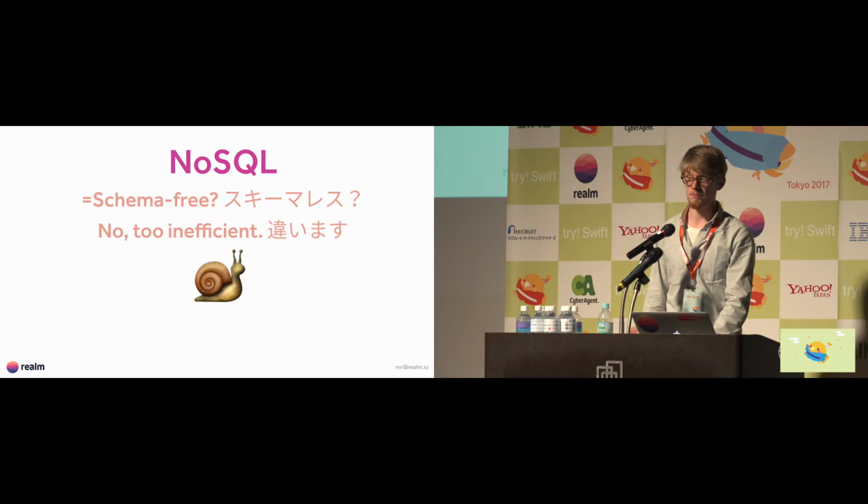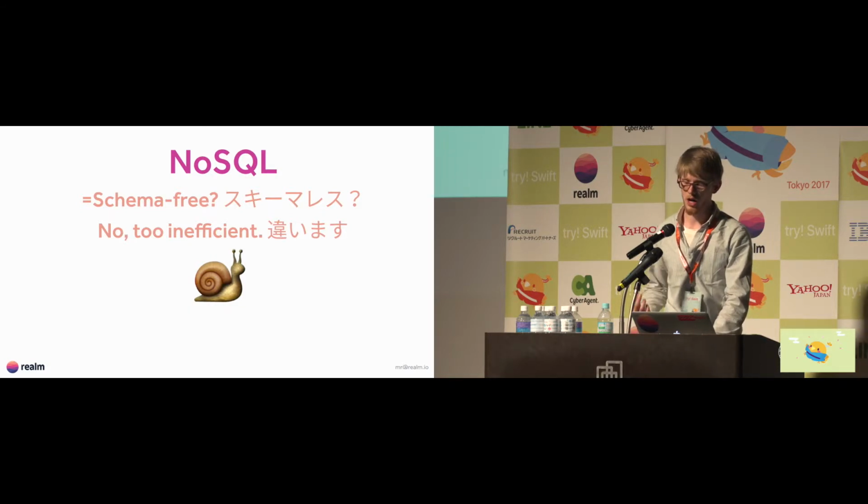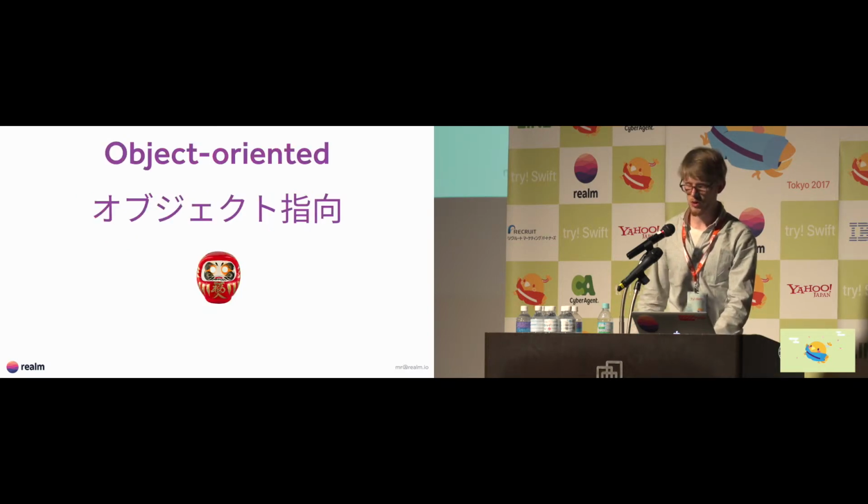NoSQL. So that means, in differentiation from many new databases, especially on the server side popping up, it's not a database which has no fixed schema and is constraining the type of data you can put into it. Realm has a fixed schema to allow this performance and be as fast as it is. And to go back to our buzzwords, the last point, object-oriented.